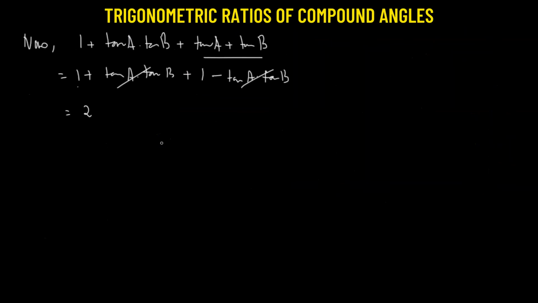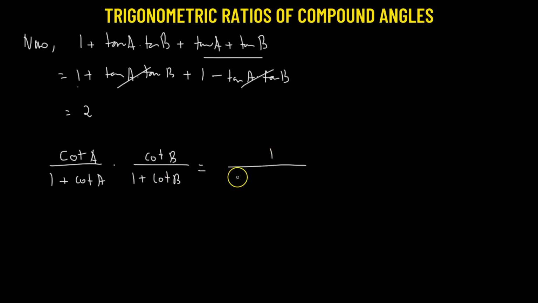So here finally we are getting the value that cotangent of A divided by 1 plus cotangent of A, multiplied by cotangent of angle B divided by 1 plus cotangent of B, came out to be equal to 1 over, after simplifying, the product of 1 plus tangent of A and 1 plus tangent of B. And we have just now found the value of this particular product, which came out to be 2. So that means our final result is going to be 1/2.